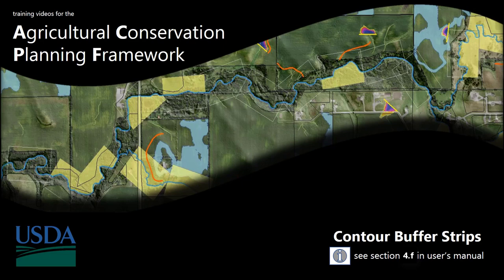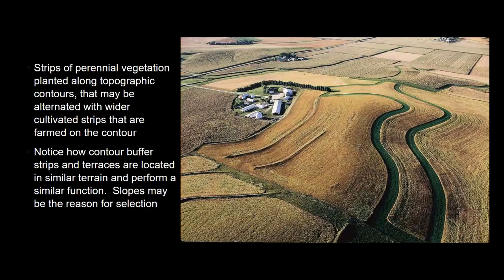In this video, we're going to go over how to generate contour buffer strips within the watershed. Contour buffer strips are strips of prairie grass or other perennial vegetation placed along topographic contours, and they are used to intercept overland flow and sediment from running off into natural waterways. They can be placed at certain spacing along the slope or at the foot slope.